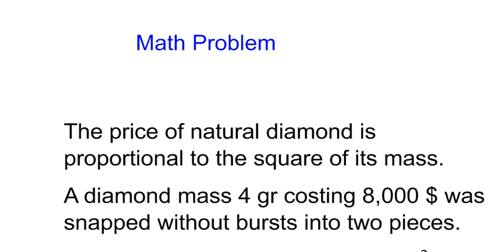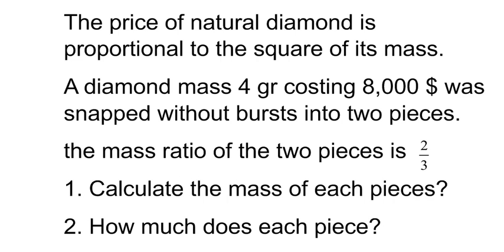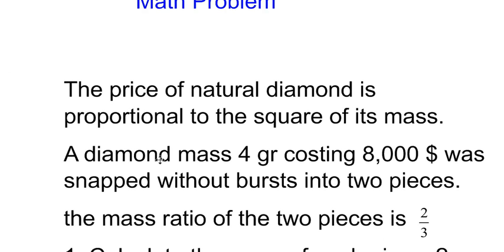In this video we have a math problem. So he's talking about a diamond. The problem is: the price of a natural diamond is proportional to the square of its mass. So if we have a diamond of mass 4 grams costing $8,000 that was snapped without loss into two pieces.